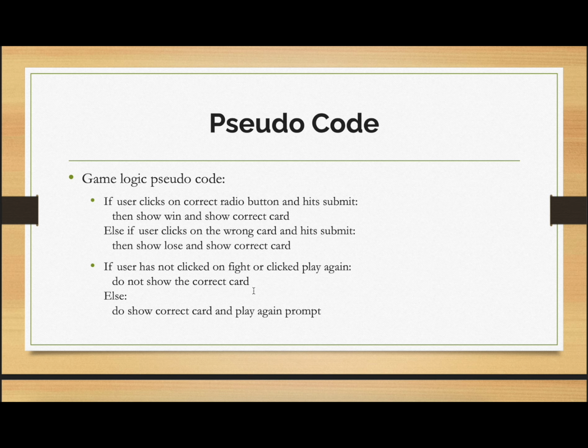All right, so if the user clicks on the correct radio button and hits submit, then it will show win and show the correct card. If they clicked on the wrong card, it will tell them that they lose. The card is always the same because we can't create logic for randomization. So it's essentially a matching game. And if you get it right the first time, then you win, and if not, then you lose.